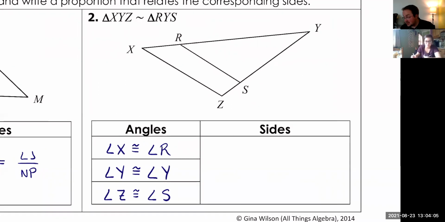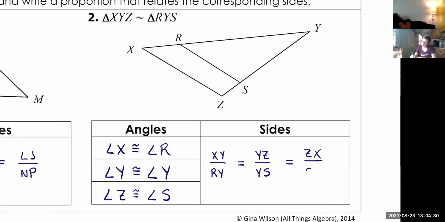And then again, focusing primarily on the similarity statement, I can then set up the proportions that XY corresponds with RY, which should be the same as the relation between YZ and YS, which also should be the same as ZX in relation to SR.